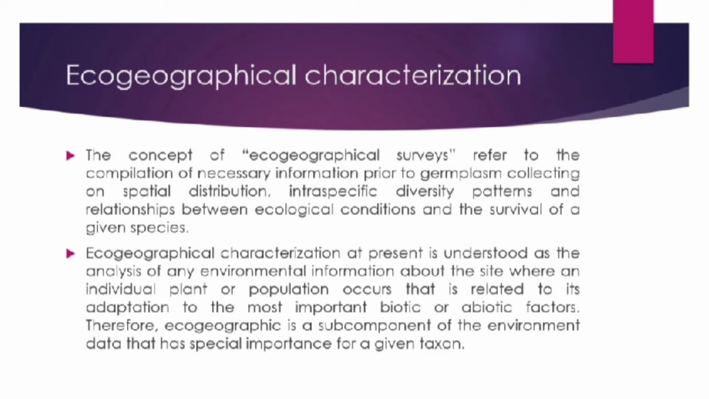The ecogeographical categorization that we know is understood as the analysis of any environmental information about the site where an individual plant or the population occurs. It is related to its adaptation to the most important biotic or abiotic factors. We know that ecogeographic data is a subcomponent of the environmental data that has special importance for a given taxonomy.